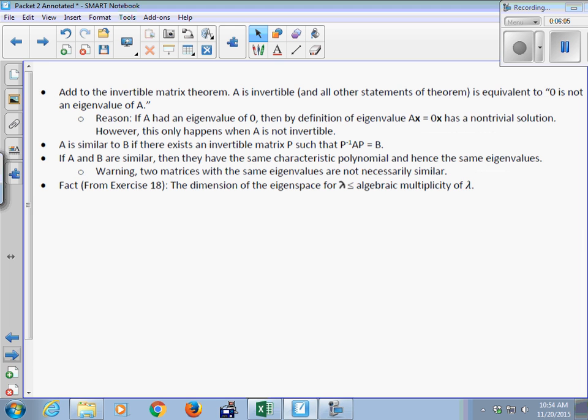Okay, so we want to add to the invertible matrix theorem and all other statements of the theorem. A is invertible is equivalent to saying 0 is not an eigenvalue of A. So if 0 is an eigenvalue, then you know your matrix is not invertible. And then we have the definition of two matrices being similar. We just went over that in the quiz. And similar matrices have the same characteristic polynomial and the same eigenvalues.